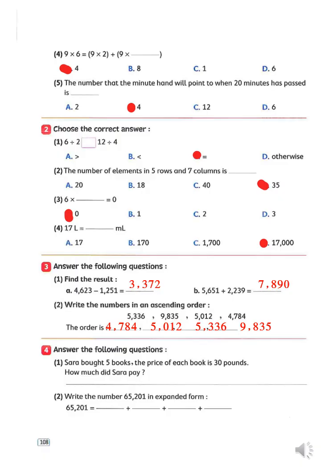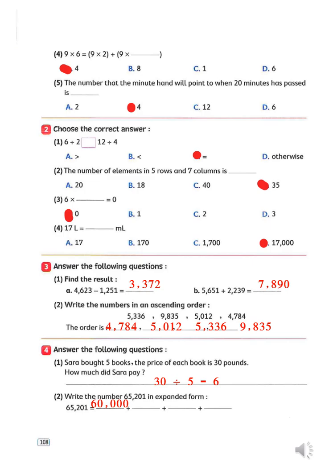The next question. Answer the following questions. Sarah bought 5 books. The price of each book is 30 pounds. How much did Sarah pay? 5 by 30 divided by 5 equals 6.